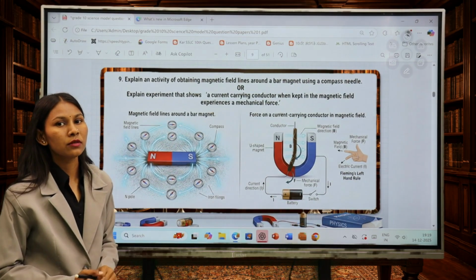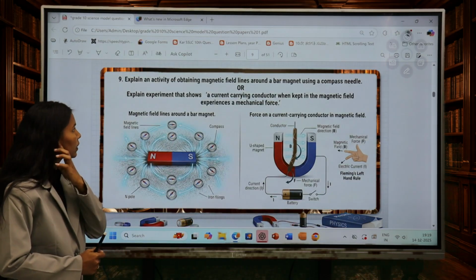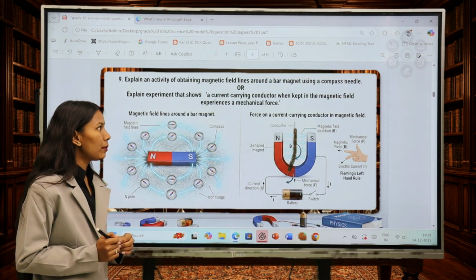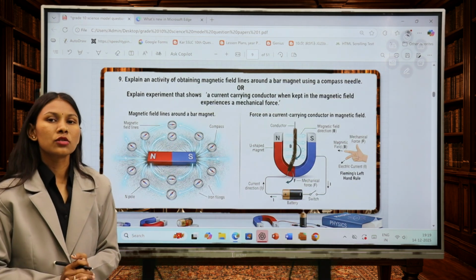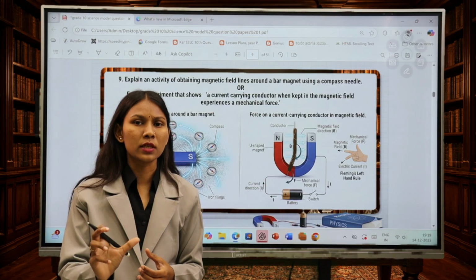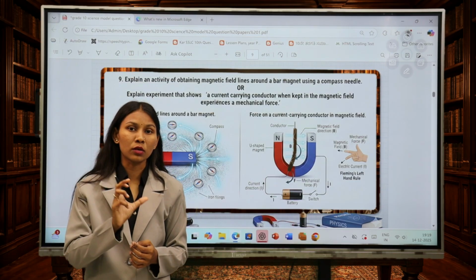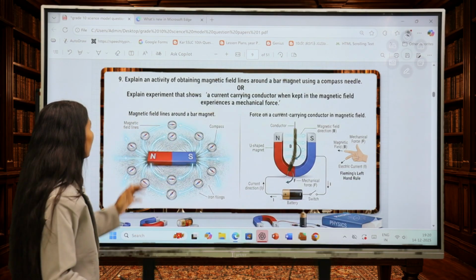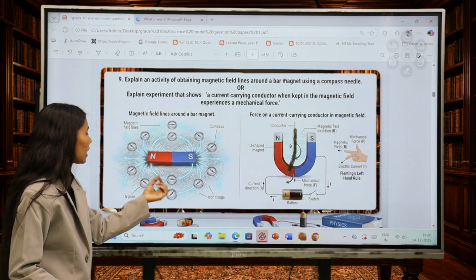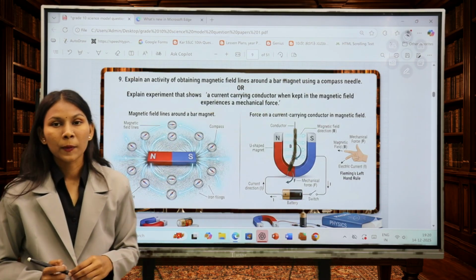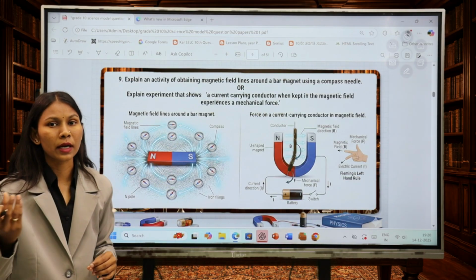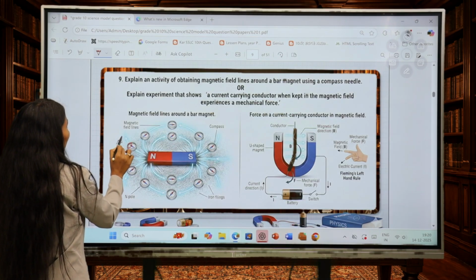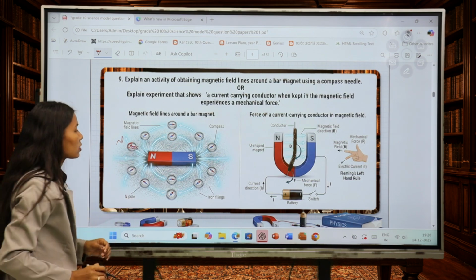So here's our 9th question, that is, explain an activity for obtaining magnetic field lines around a bar magnet using a compass needle. If we take a bar magnet, we can't easily get to know in which direction the magnetic field lines are coming out and merging. Okay, so let's see. Here we are taking a bar magnet. Again we are taking a compass, which has a needle. It has the magnetic property. As you can see here, the red end indicates the north pole and the blue end indicates the south pole.